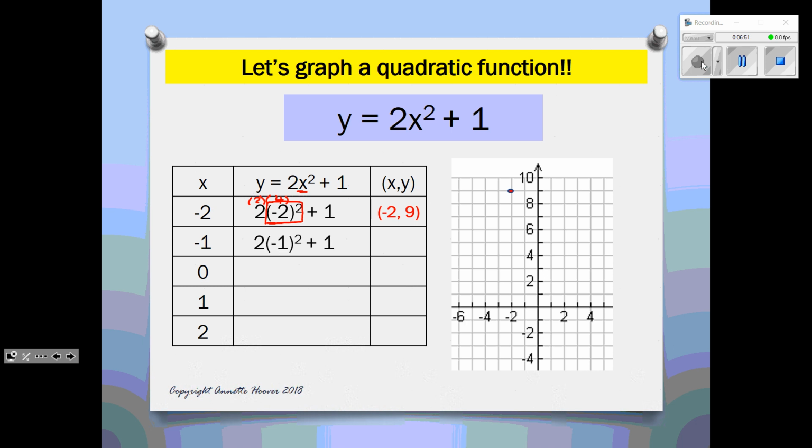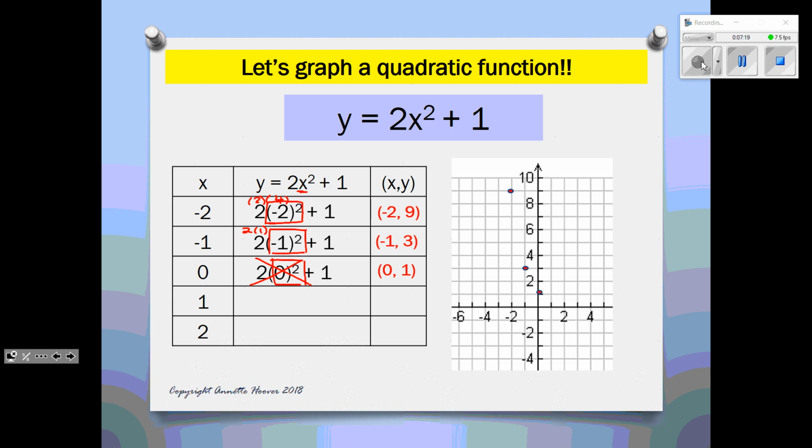If we plug in a -1, we have to do the -1 squared first. And -1 times -1 is a +1. And then we have 2 times 1, which is 2. And 2 plus 1 is 3. So our ordered pair is -1, 3. Graphing it here. If we plug in 0, 0 squared is 0, and 0 times 2 is 0. So this term goes away basically. And our ordered pair is 0, 1.